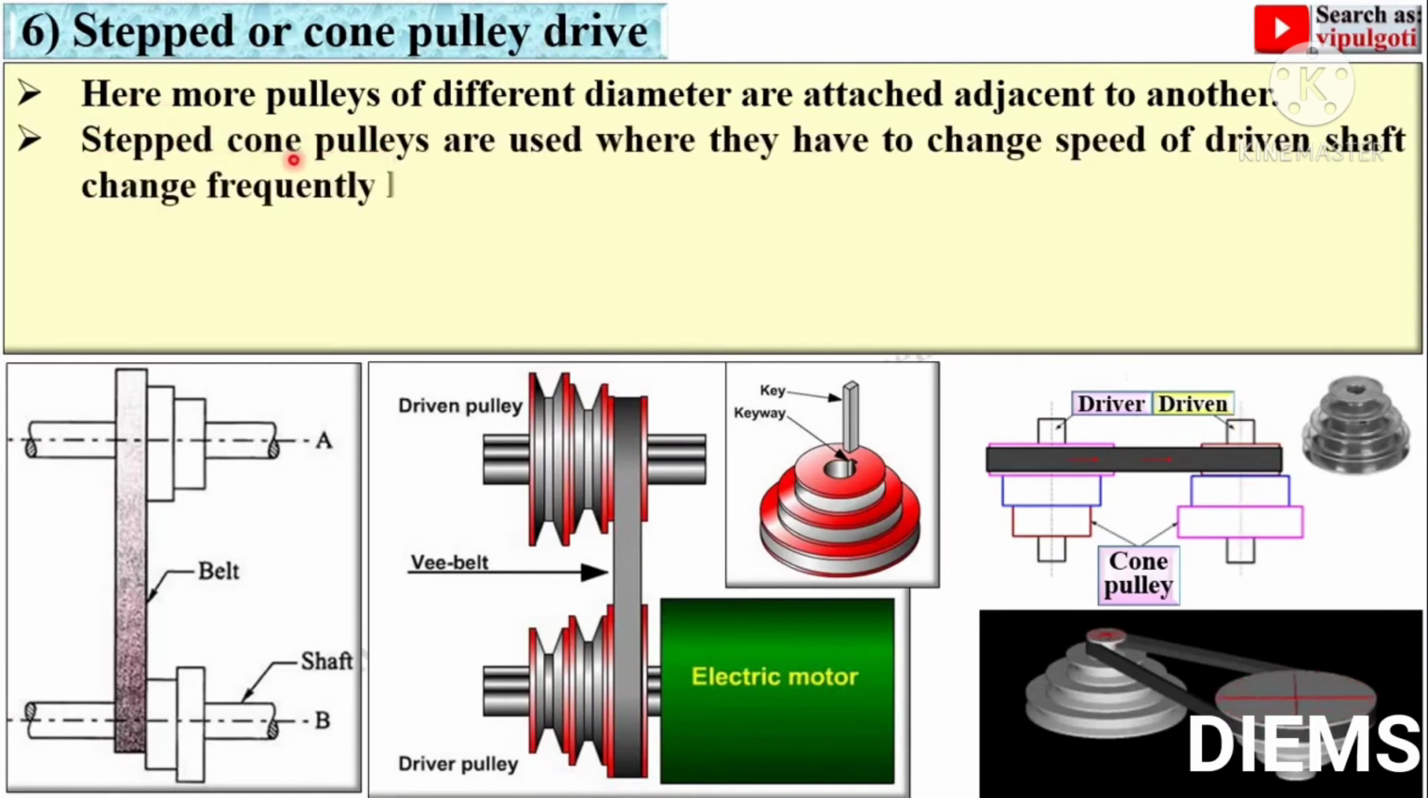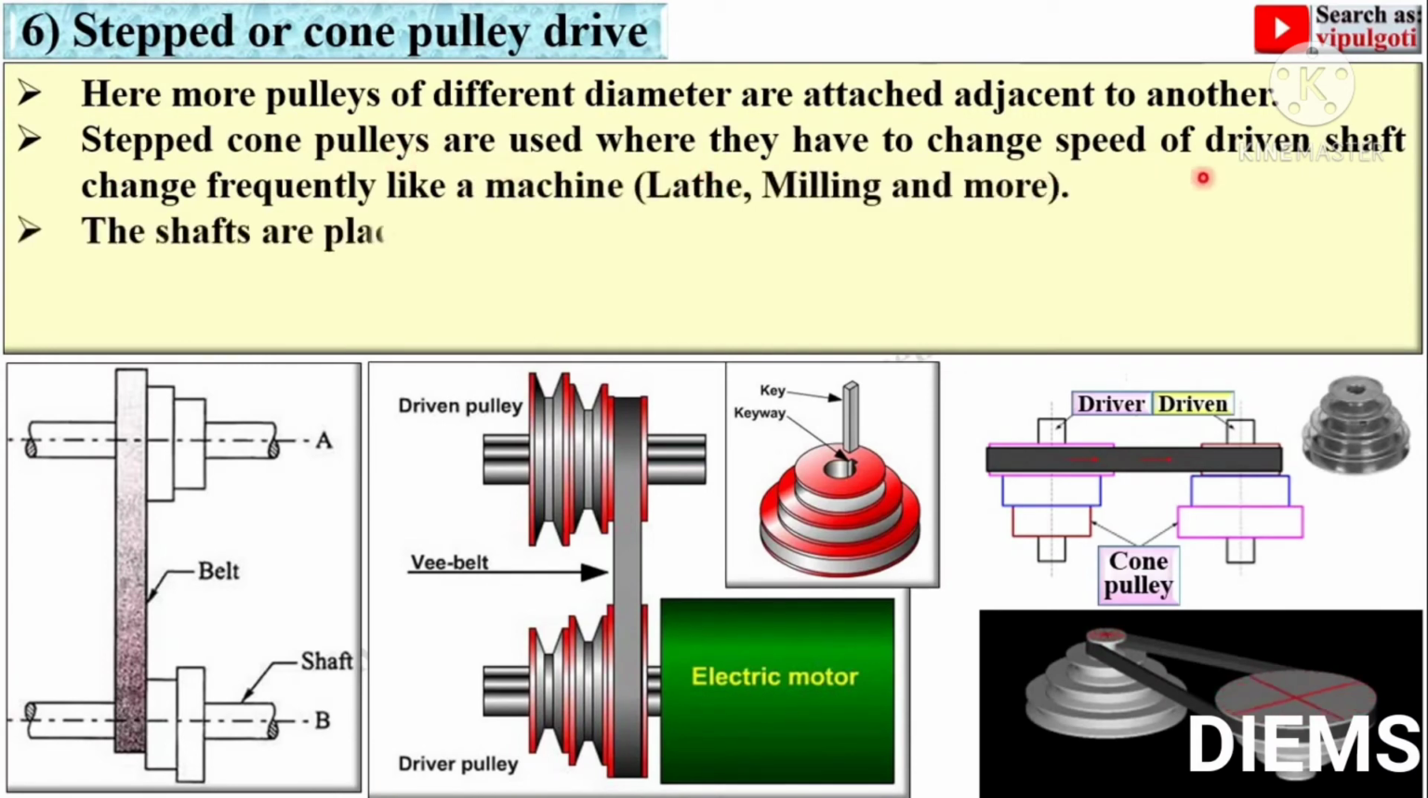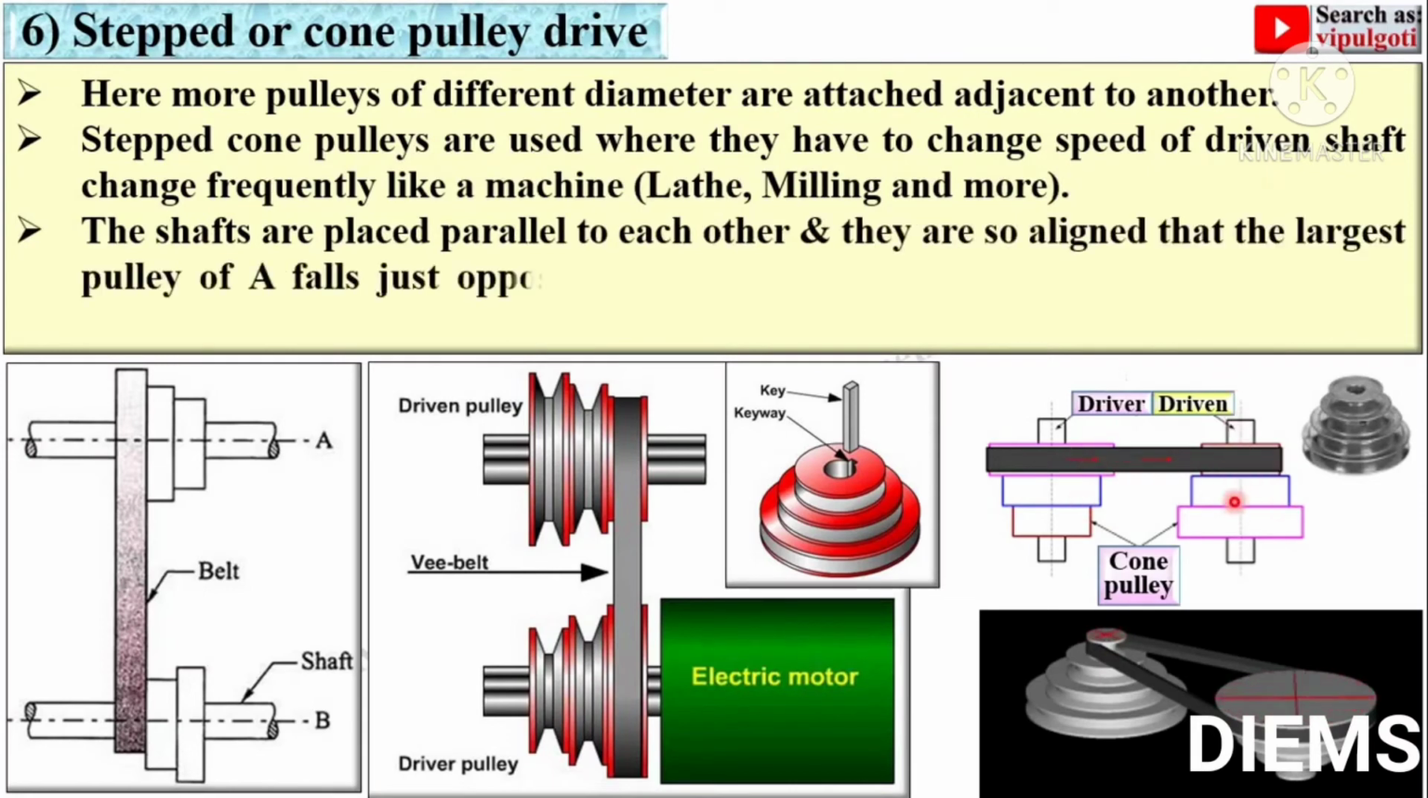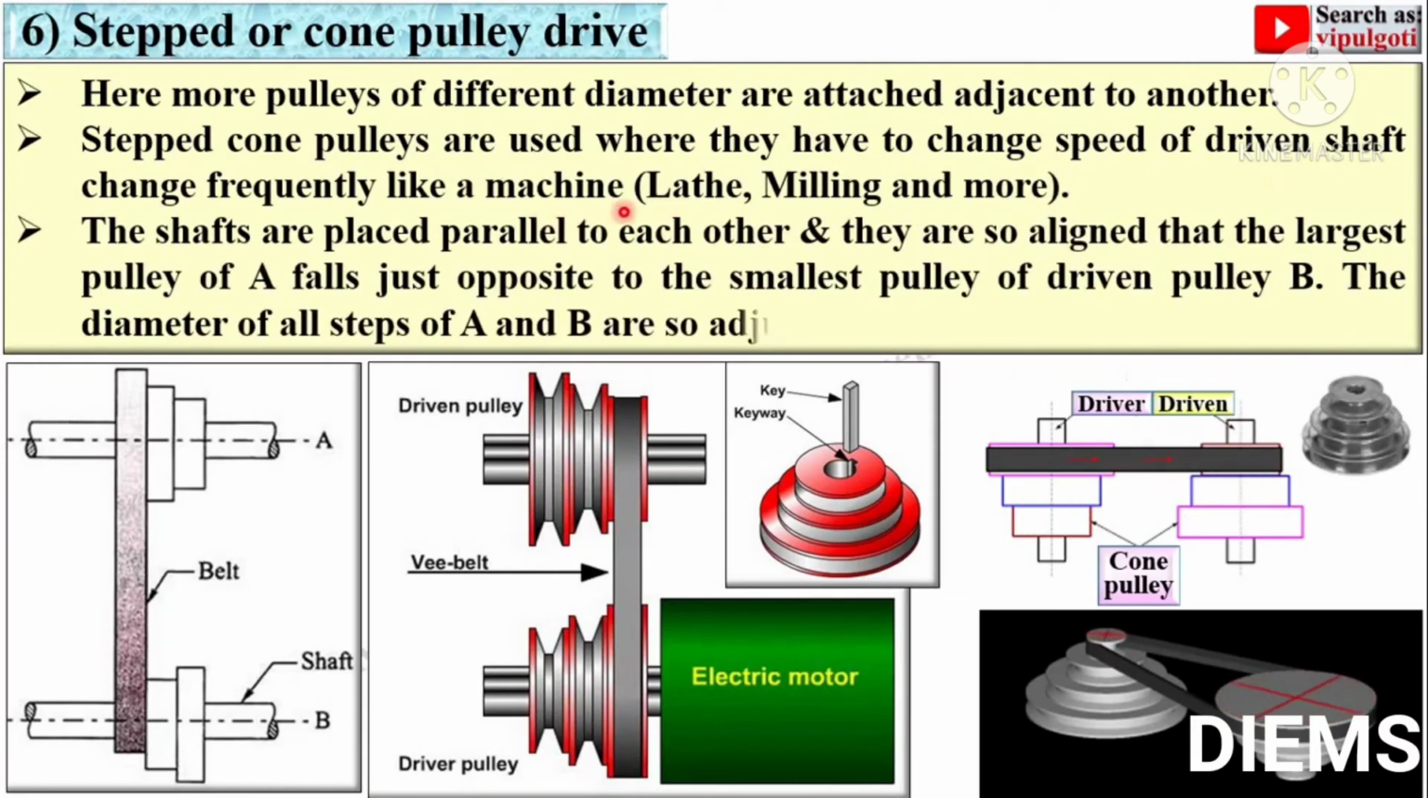Step, or sometimes called cone pulleys, are used where they have to change the speed of the driven shaft frequently, like in a machine. It can be a lathe machine, or it can be a milling machine, or many more.